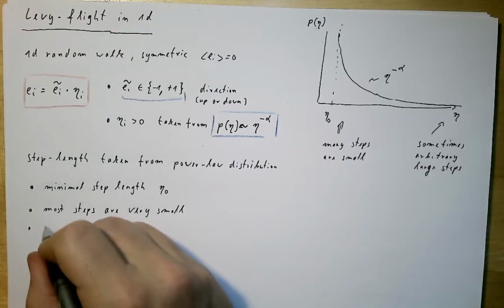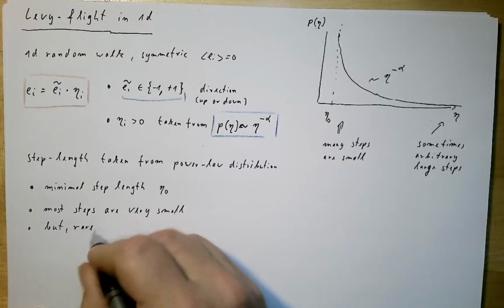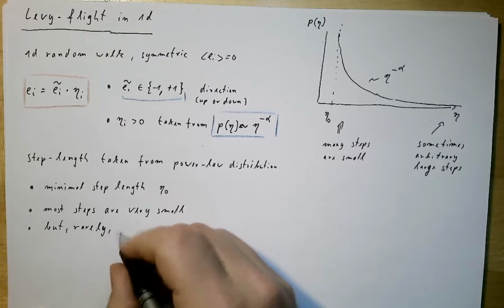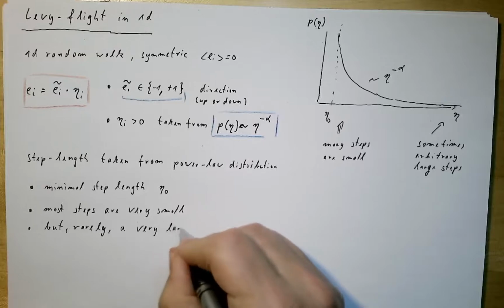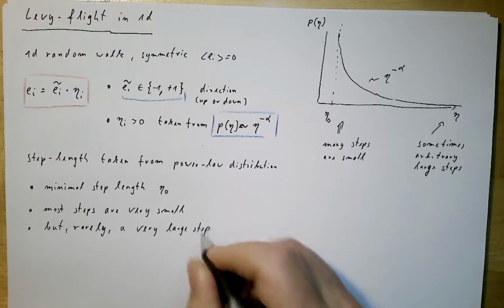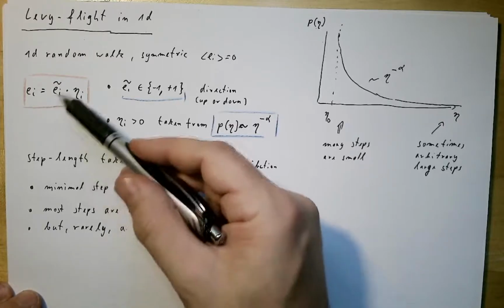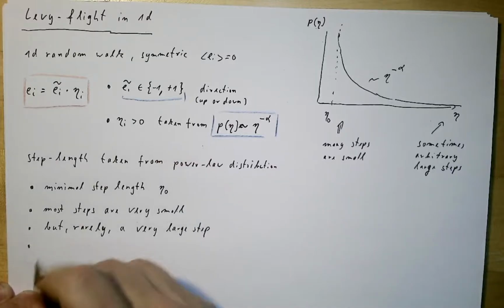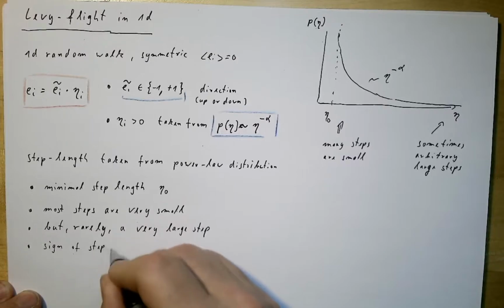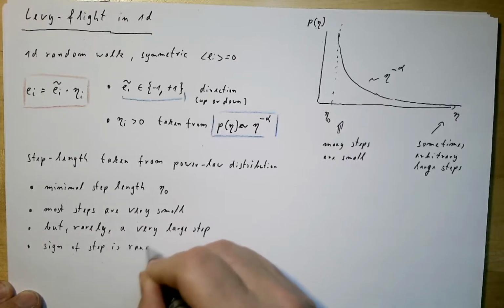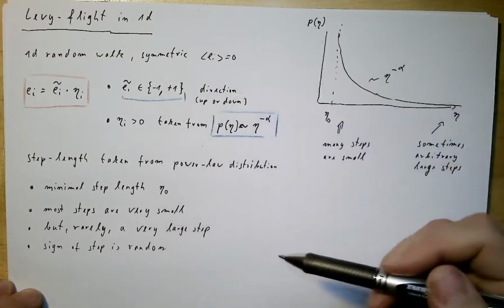but very few, but rarely, a very large step. So these are the three properties, and then of course the sign of the step is still random. Yeah. So the sign, meaning from time to time the walker goes either up or down.